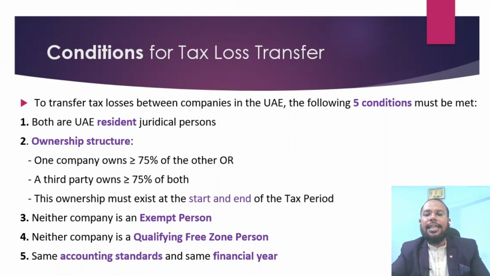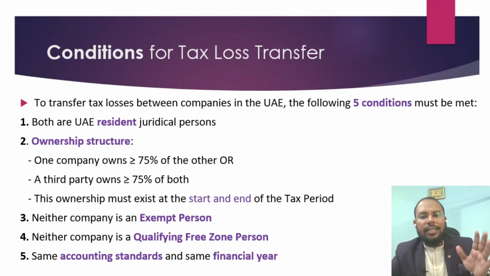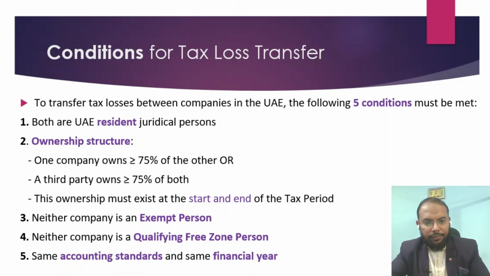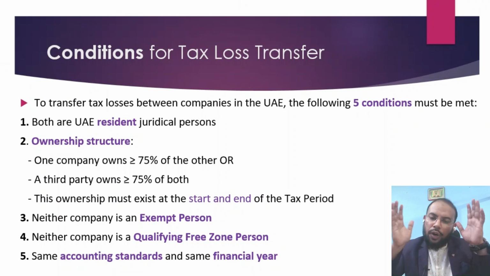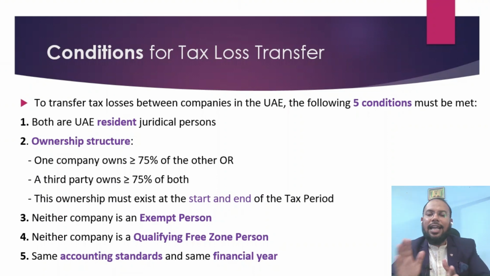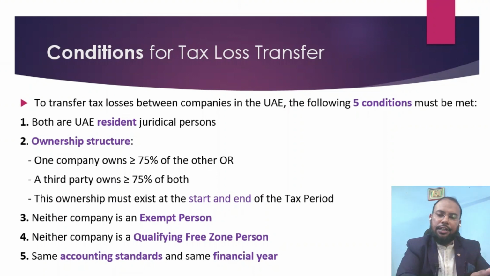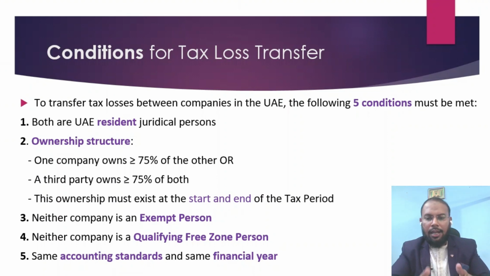Further, neither company is an exempted person. Means in the group, neither company is an exempted person or qualifying free zone person. If one of the entities is an exempted person or qualifying free zone person, you cannot transfer your losses. Further, you have to maintain accounting alignment. What is accounting alignment? You have to follow the same accounting standard like IFRS, and the same financial year. Your financial year should be the same, like 1st Jan to 31st December. All companies should follow the same financial year. I hope you got it.